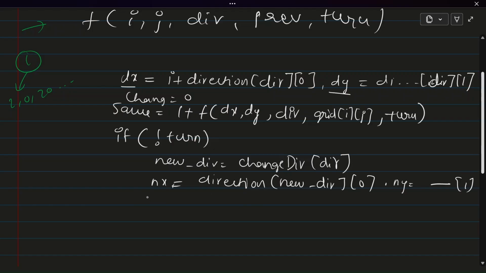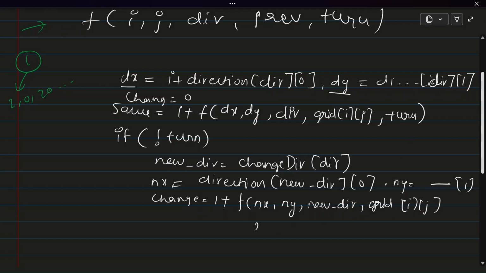Now I can make the change in direction, I can get the change in direction answer. Let's say change equals 1 plus f of my new nx, ny, and direction is now new direction. And the previous one is the same here, again grid of ij. And what will be my next one? Turn. I need to flip the turn because I have made the turn here.